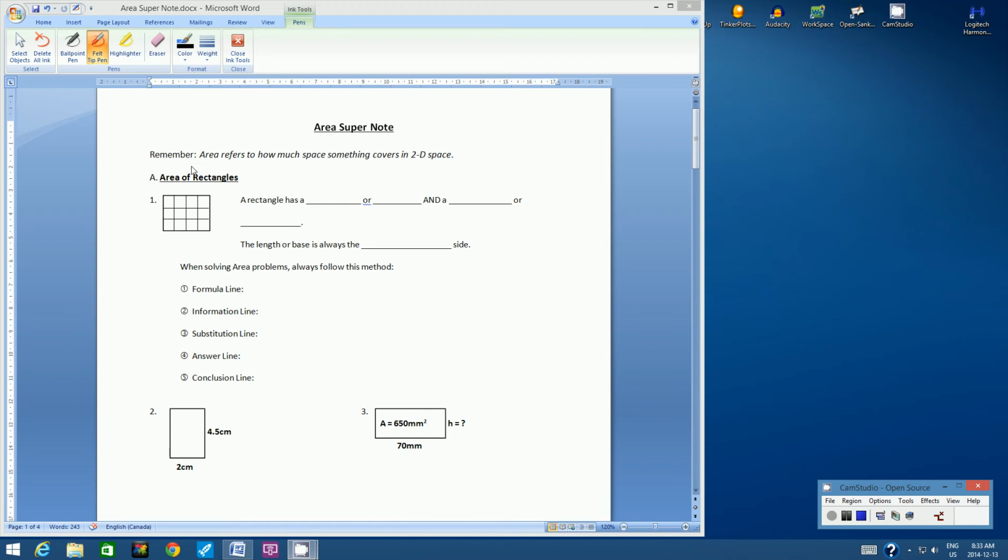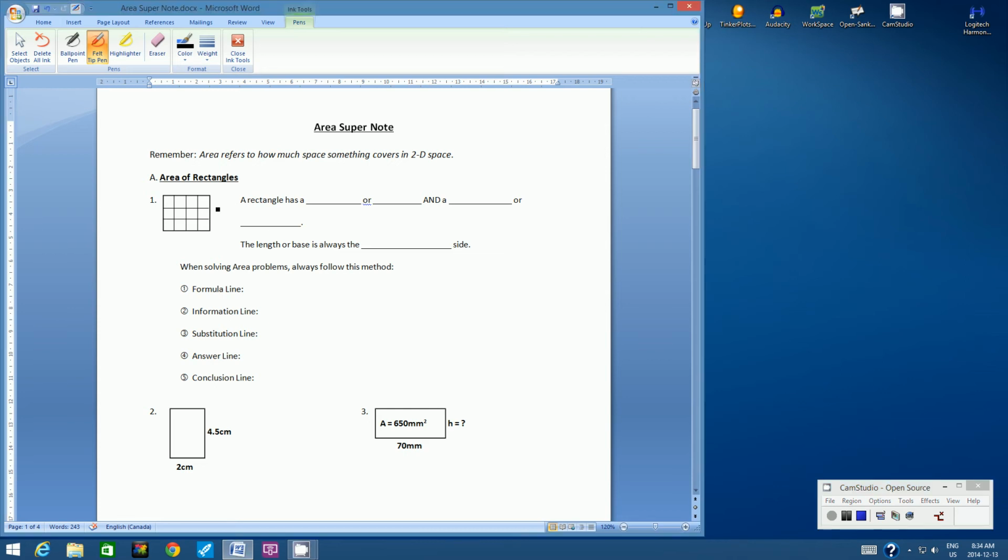So let's just start with this note at the top. Remember, area refers to how much space something covers in 2D space. So let's look at Part A, Area of Rectangles. We have a diagram of a rectangle here, so let's count the units. As we count vertically, we have 3 units. And if we count horizontally, we see that we have 4 units.